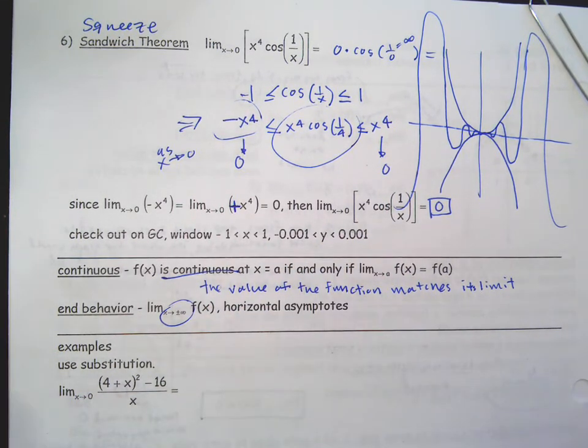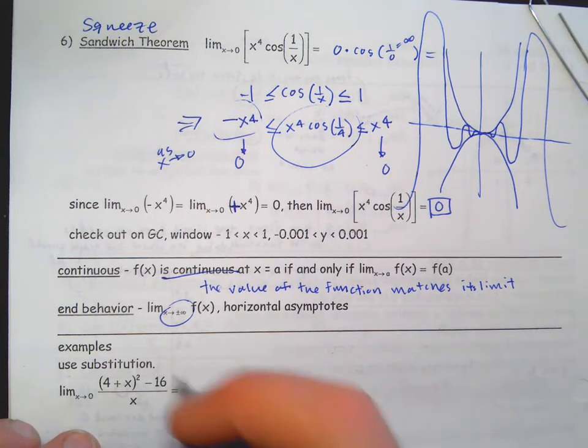Okay. Now, end behavior is when we take limits to positive or negative infinity. And that's often where we get horizontal asymptotes. That's usually the way we find horizontal asymptotes. Some graphs don't have horizontal asymptotes, some do. So we'll talk about that more, I think, tomorrow.